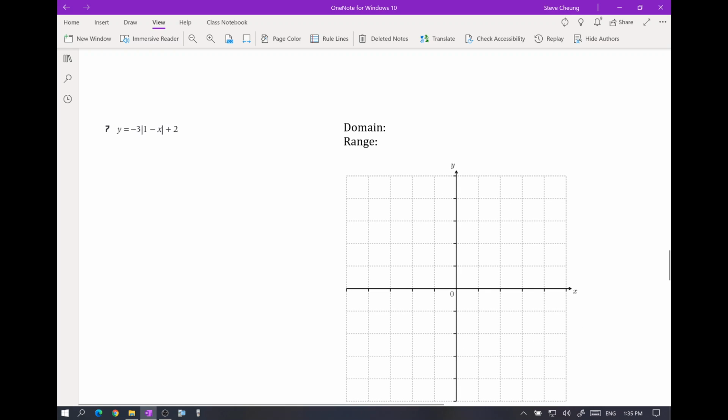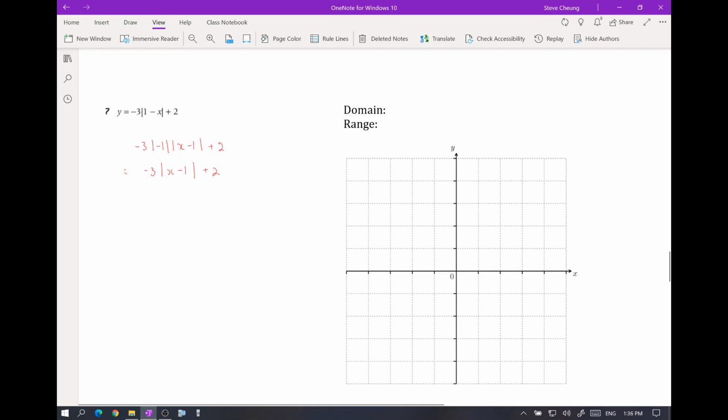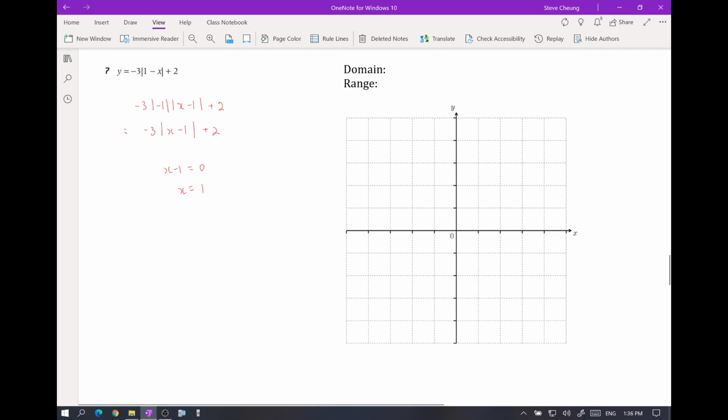Okay, so here, what I'm going to do first is take away a -1 from the absolute sign so that the inside has a positive x term. Now, the neat thing about this is when you take away a -1 from absolute value, it still becomes a 1 on the outside. So these are actually the same graph. So then, when is that 0? When x equals 1. And it will have a vertex at 1, 2.